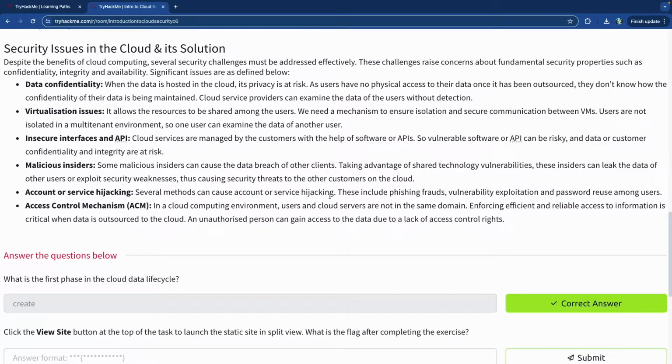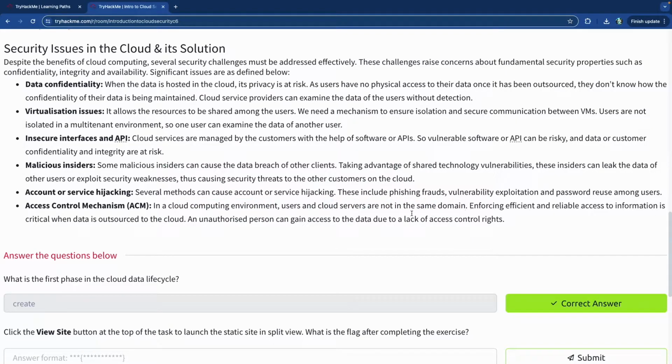So you can hijack a service or an account, and they include phishing, vulnerability exploitation, password reuse among users, dictionary attacks, brute force attacks. All those things can fall under hijacking. And then you have access control mechanisms, which is in a cloud computing environment.